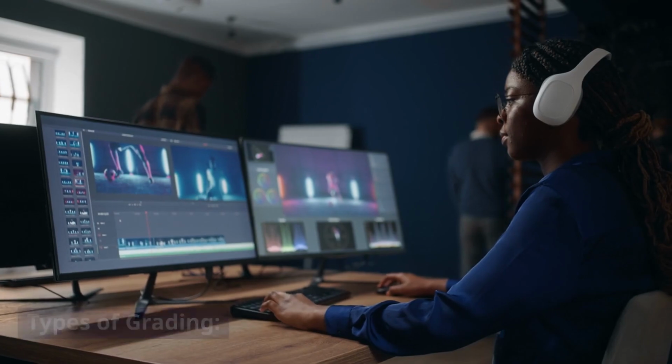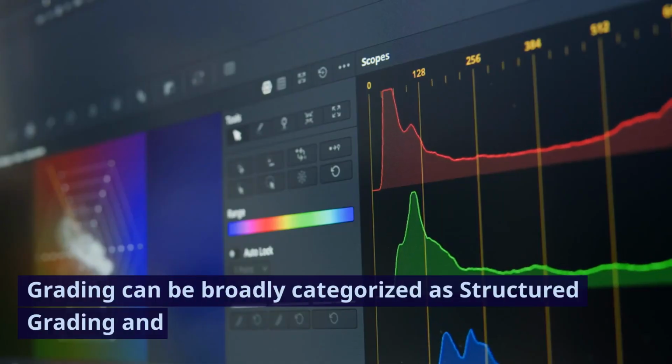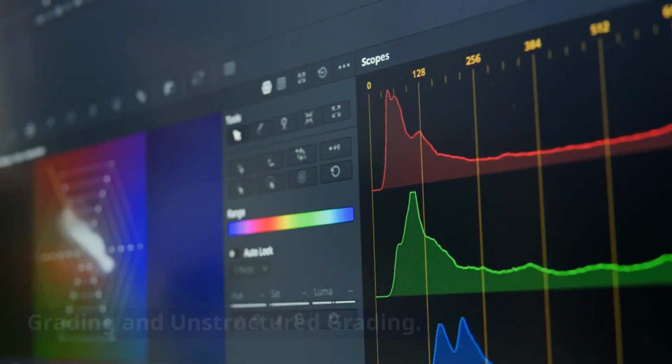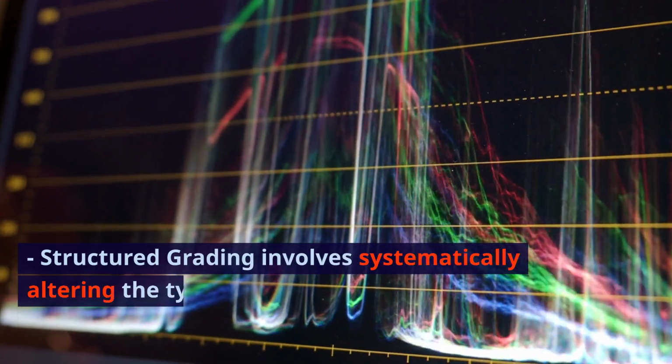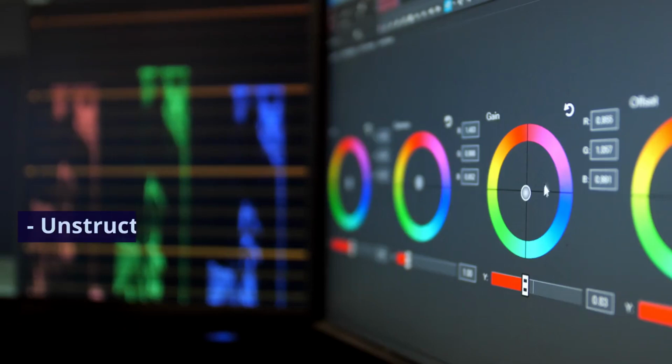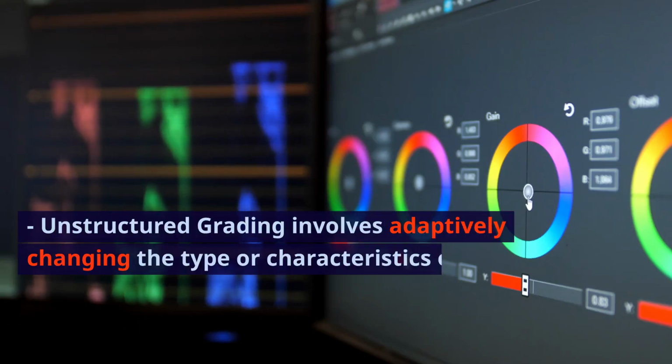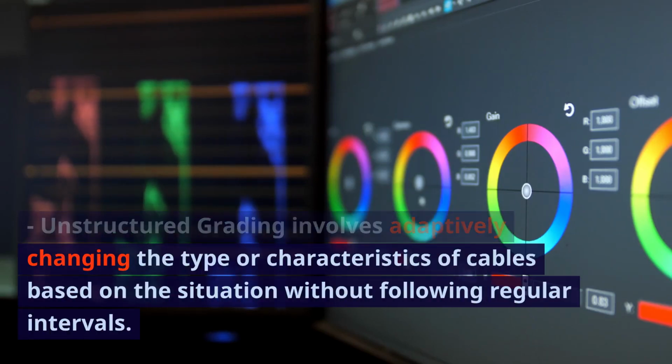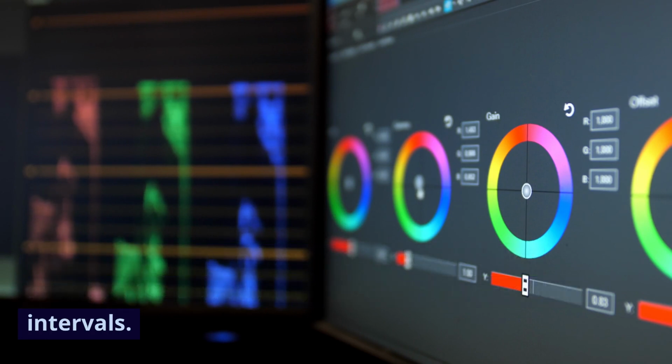Types of grading. Grading can be broadly categorized as structured grading and unstructured grading. Structured grading involves systematically altering the type or characteristics of cables at regular intervals. Unstructured grading involves adaptively changing the type or characteristics of cables based on the situation without following regular intervals.